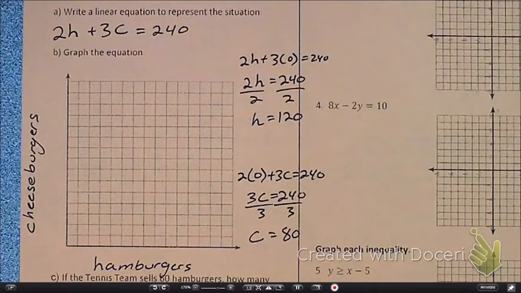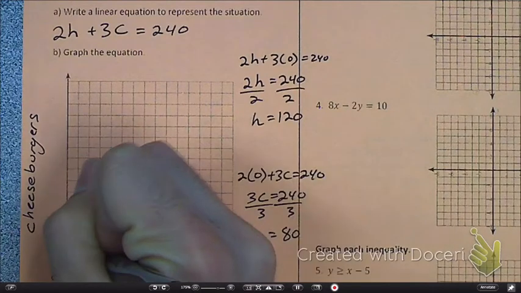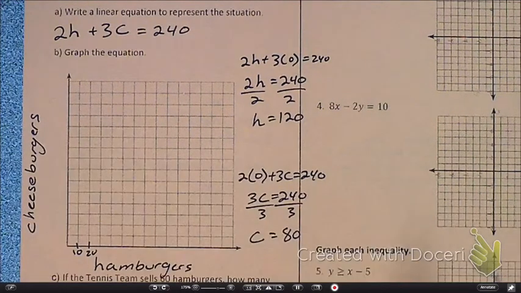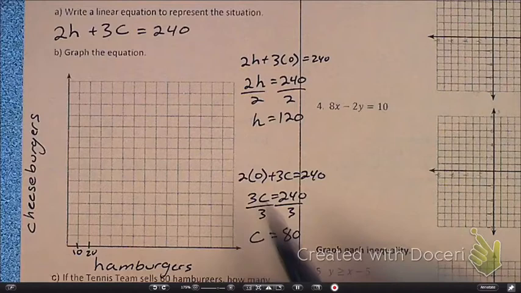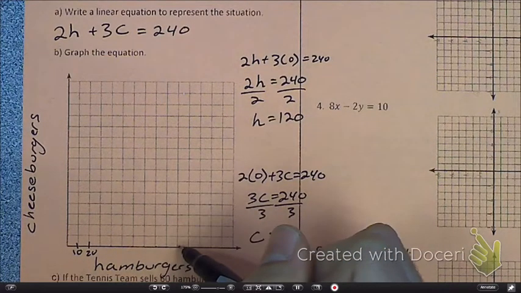It does not tell you how much to count by, so you pick a value. 10s will work, 20s will work. I'm going to count by 10, so I'm going to label each one as 10. How many hamburgers do I need? 120. 1, 2, 3, 4, 5, 6, 7, 8, 9, 10.